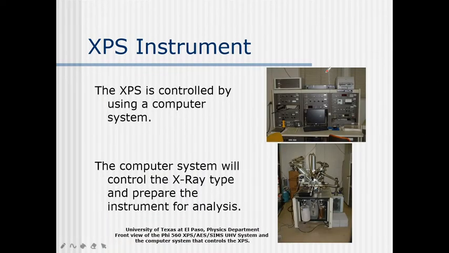The XPS is controlled using a computer system. Now this computer system will control the X-ray type, whether it will be aluminum K-alpha or magnesium K-alpha, depending on the sample, and then the computer prepares the instrument for further analysis.